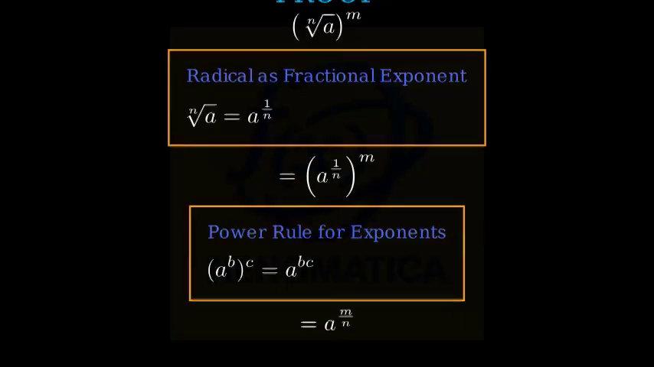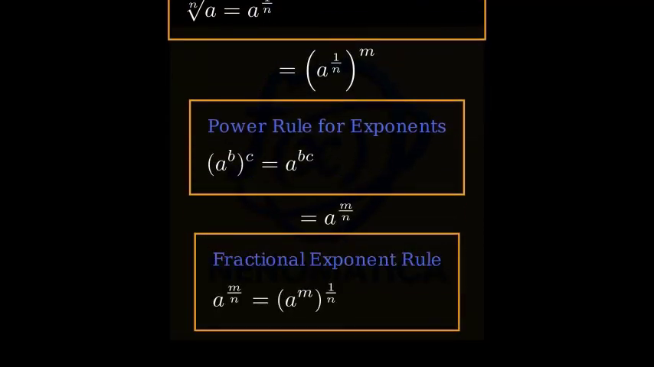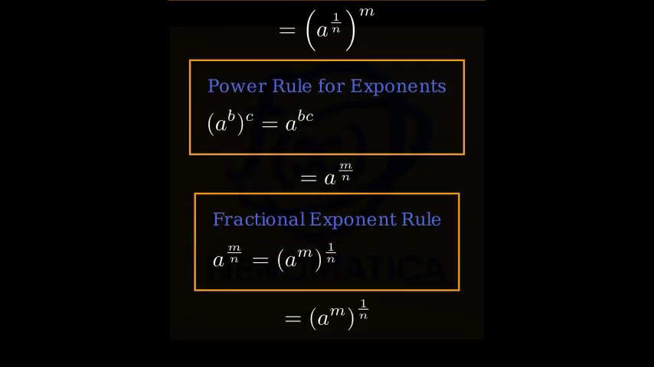For step 3, we'll use another property of exponents. A raised to the power of m over n can be written as a to the power of m, all raised to the power of 1 over n. So we get a to the power of m, all under the nth root.